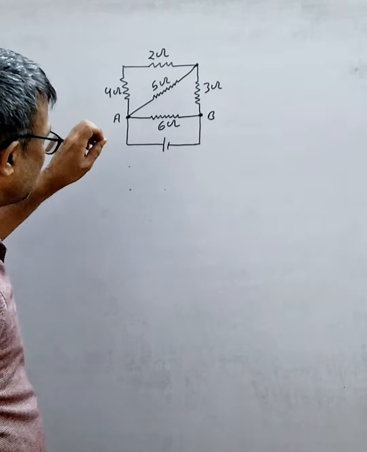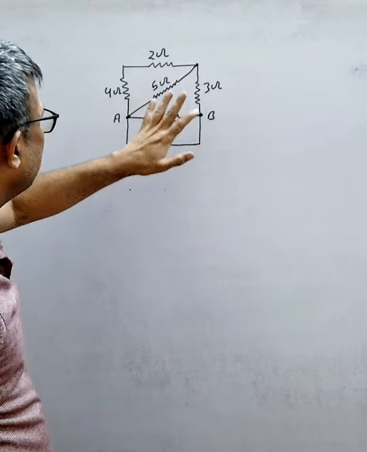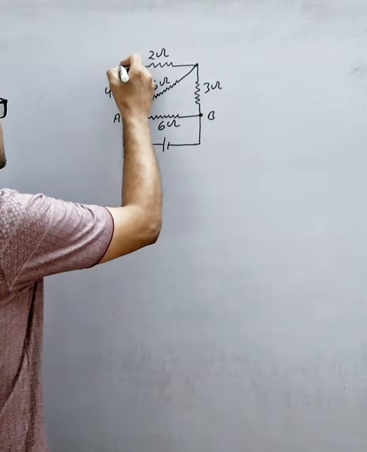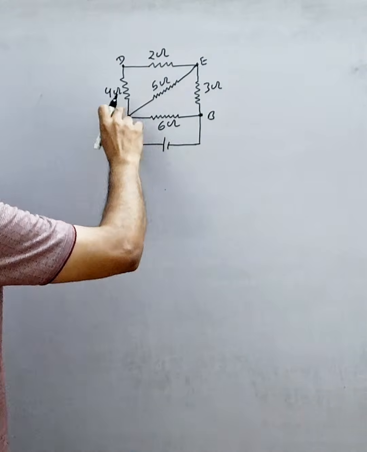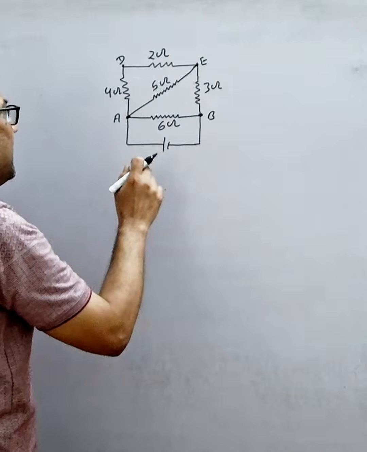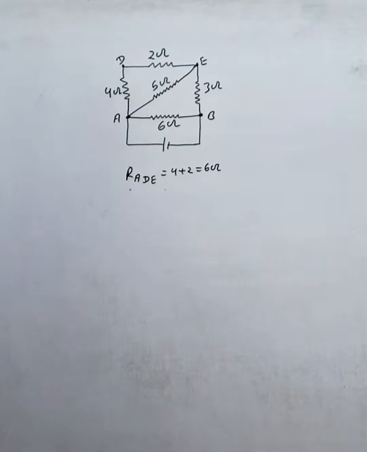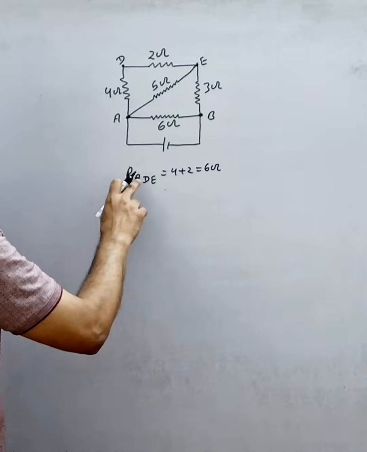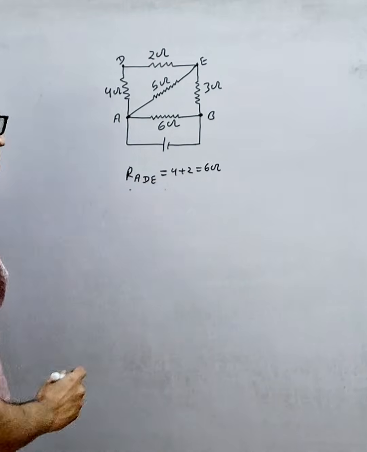If we observe the circuit, we find that 4 ohm and 2 ohm resistors are connected in series. We represent this point as D and this point as E. So we can find out the net resistance in path ADE, which will be the series combination of these two resistors. So the net resistance of path ADE, R_ADE, will be 4 plus 2 equal to 6 ohm.